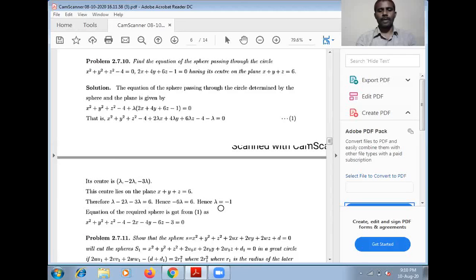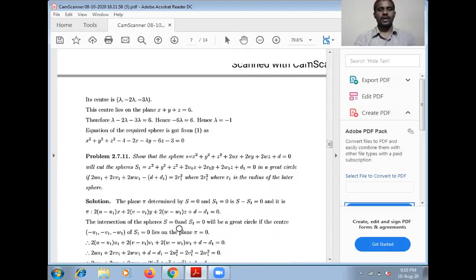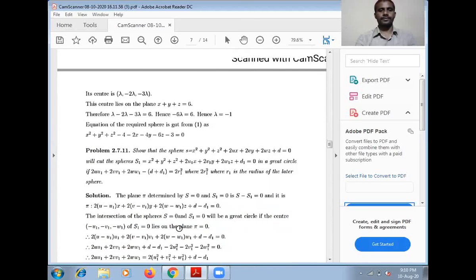Now substitute lambda equal to minus 1 in equation 1, or S plus lambda pi equal to 0. We get the equation of the sphere. So that is x square plus y square plus z square minus 4 minus 2x minus 4y minus 6z minus 3 equal to 0. This is the required equation of the sphere. So now, another problem.